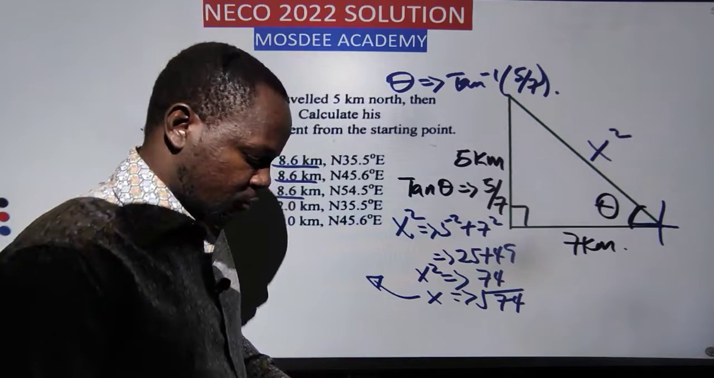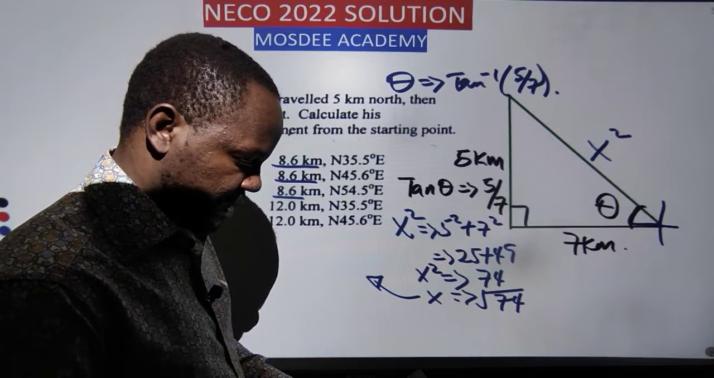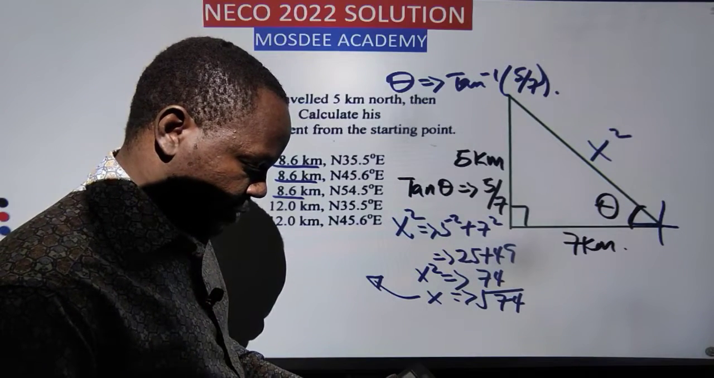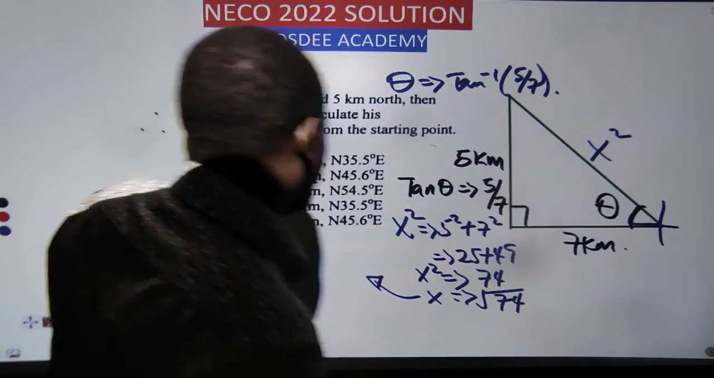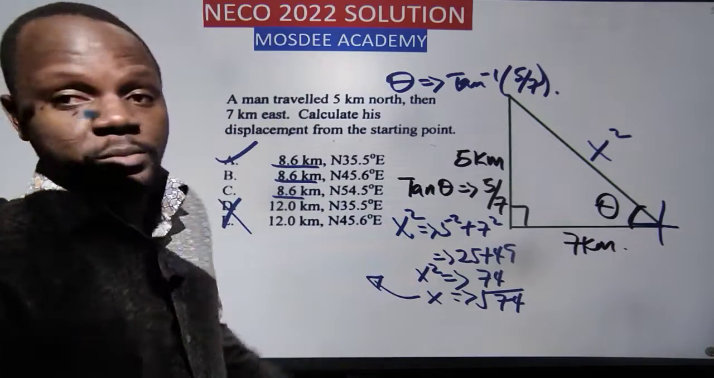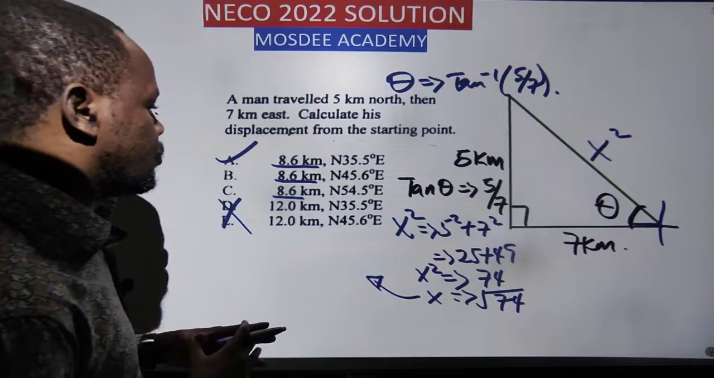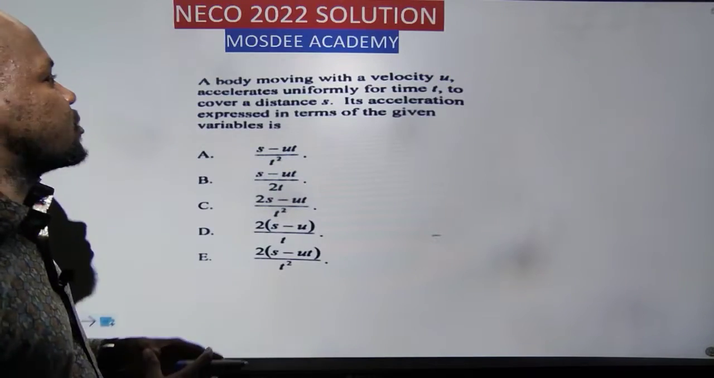So I'm doing that as well. 5/7, shift tan, tan inverse. Even my calculator is out of it. This is 35 point something, so that's the approximate answer. I hope you understand this, and that is how to go about questions like this. I'm going to the next question.